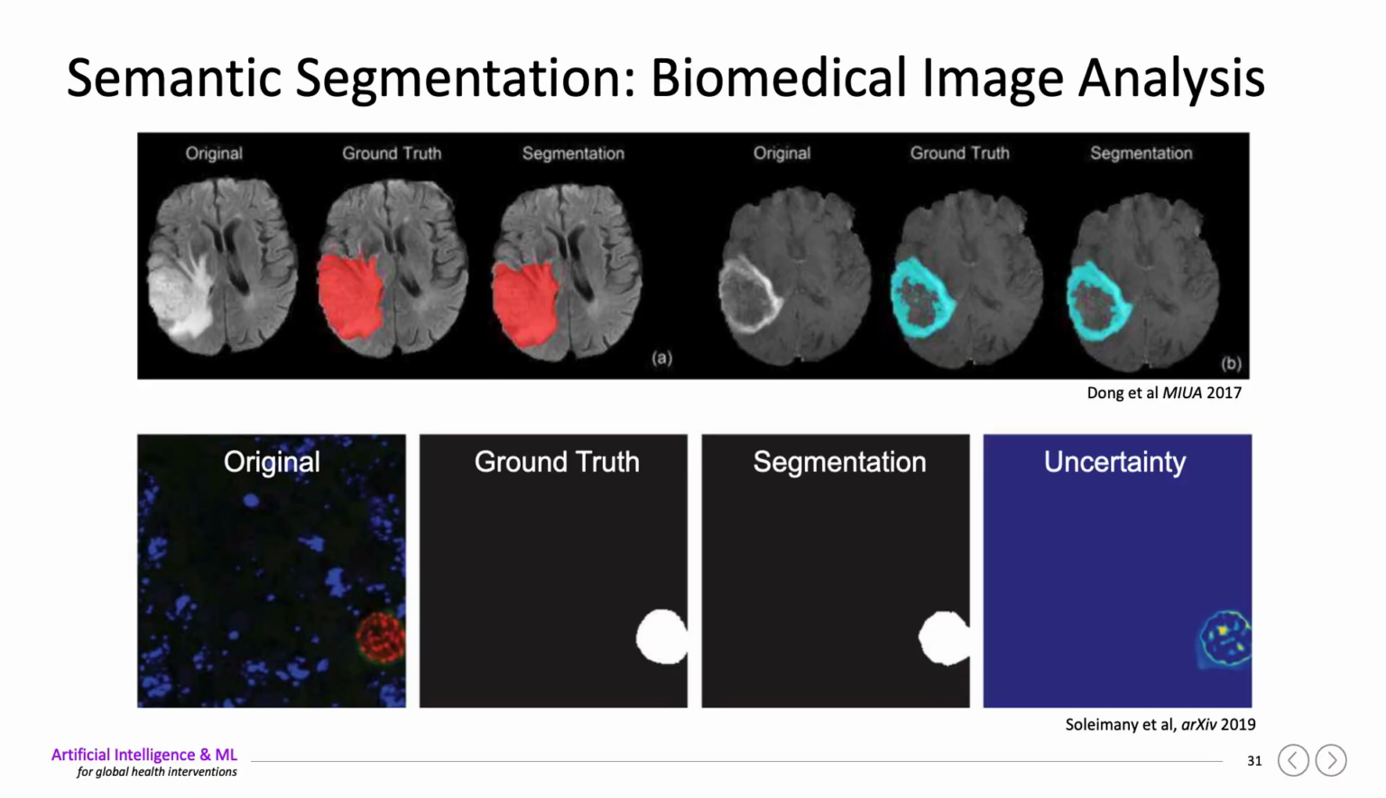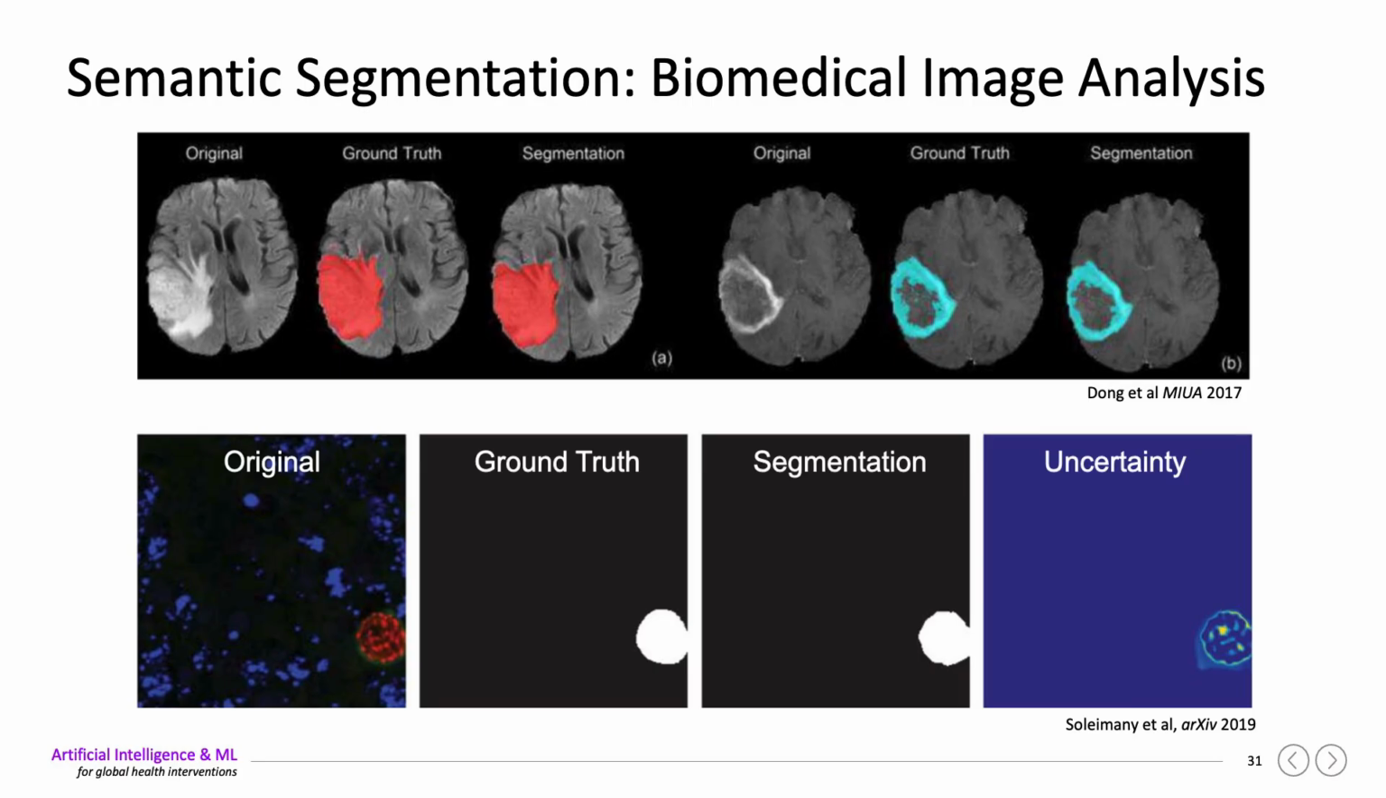This slide shows semantic segmentation for biomedical image analysis, with 2 examples. The top row, from Dong and colleagues at MIUA in 2017, shows brain MRI slices with original image, ground truth, and model segmentation for 2 cases, with tumor regions accurately overlaid in red and cyan.